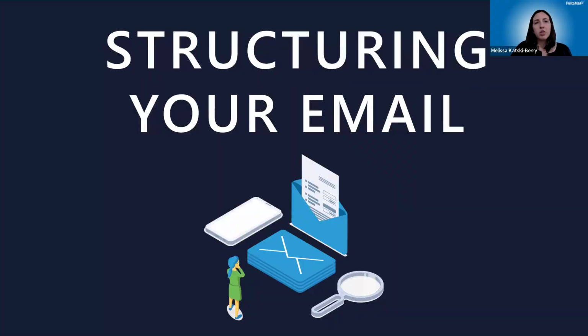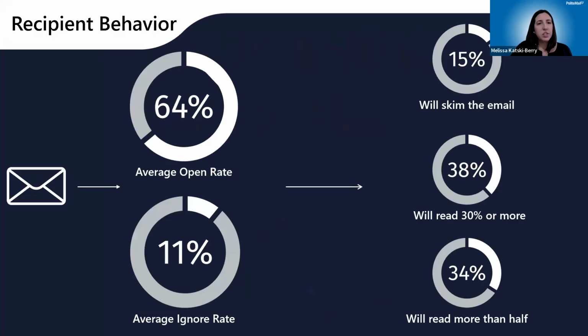So now let's talk about how to structure the body of your email for the best results. This slide shows overall average recipient behavior. And so 64% is our average open rate. You should put your most important content at the top of the email. So within the first 30% of the email, or as Ian says, above the fold, or the scroll. The scroll, right. There it is. Both. Yeah, and the scroll on mobile.